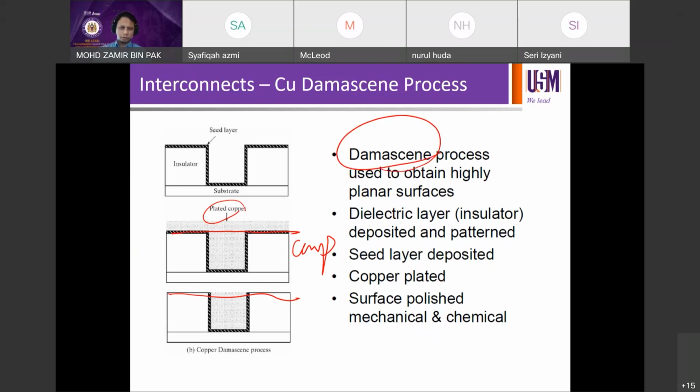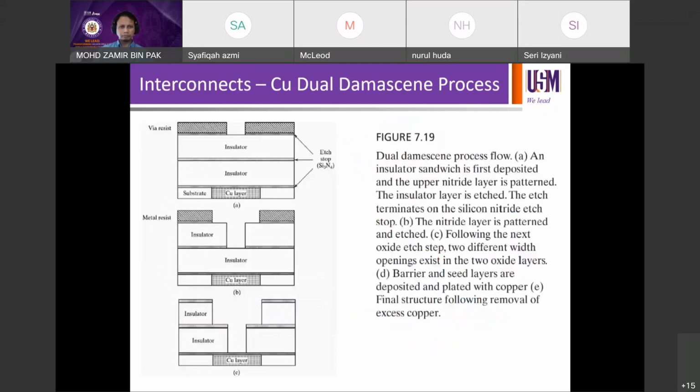Jadi kalau you masuk awal, you will be trained in the training room for like a few weeks. So one of the training rooms is named Damascene. So dielectric layer, insulator, deposited and pattern, this one, and then seed layer is deposited, and then you plate, and then you polish by CMP. This is another process to do Damascene.